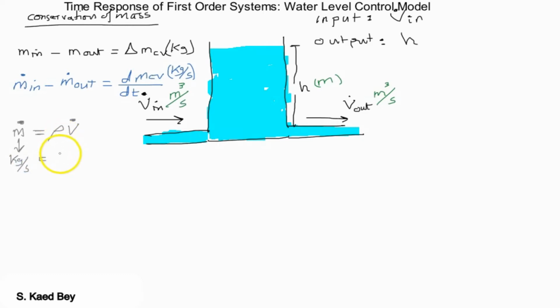The density is mass over volume, and the volumetric flow rate is meter cube per second. Of course, the mass rate can be expressed also in terms of the liquid velocity. So the mass rate equals the density multiplied by the average velocity of the liquid multiplied by the cross-sectional area. But this equation will not be used in this model.